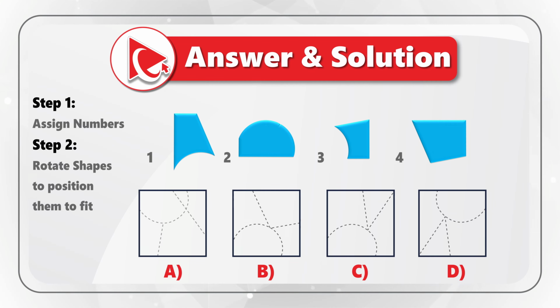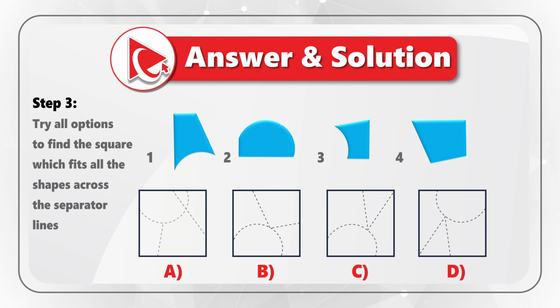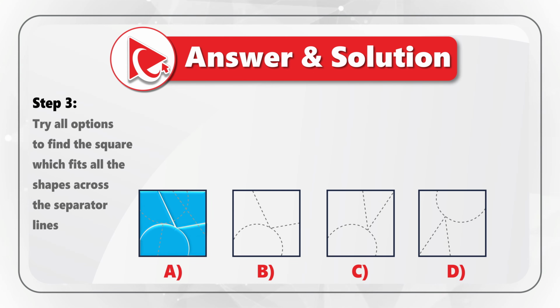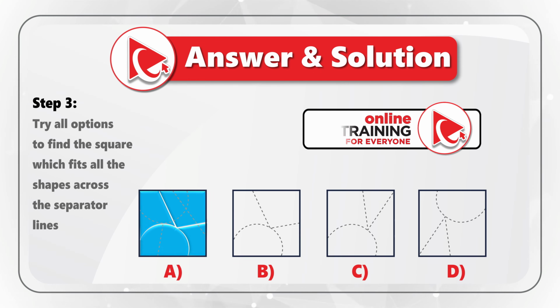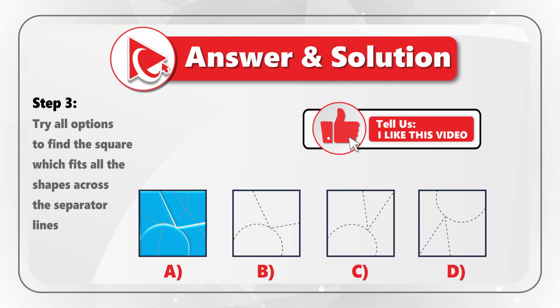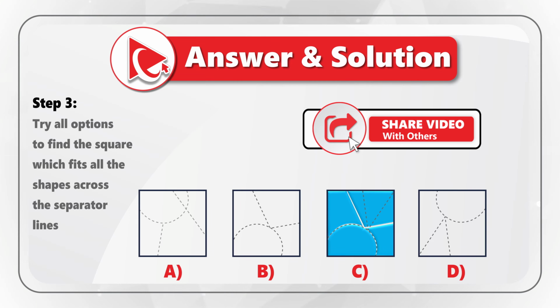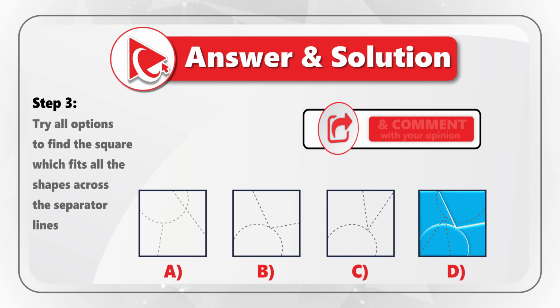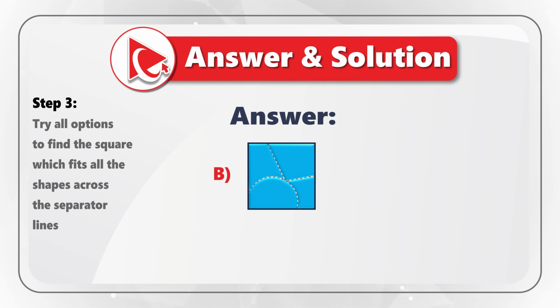You need to watch out because rotation could be in different directions, as it happens in this question as well. And once you have all the shapes rotated correctly, we need to move to step 3, where we will try all the options to find the square which fits all the shapes. Square A is not going to fit them because there are 5 shapes based on the borderlines. Square C also is not going to fit them. Same with square D. So the only correct answer here is choice B.